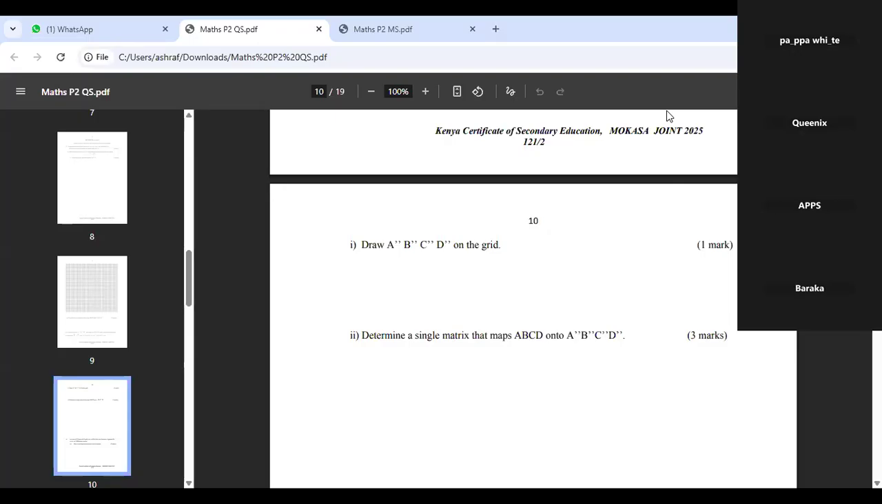Before I continue, could you please repeat the question? The question is, we are given an object ABCD. First, before I continue, are you able to see the screen that I'm sharing? Yes. So we are at Roman 2. Roman 2 is determine a single matrix that maps ABCD onto A double prime, B double prime, C double prime, D double prime. So that is the matrix that maps the first object onto the second image.